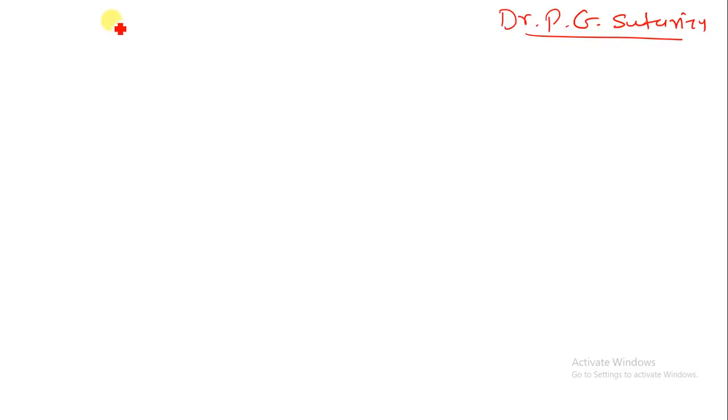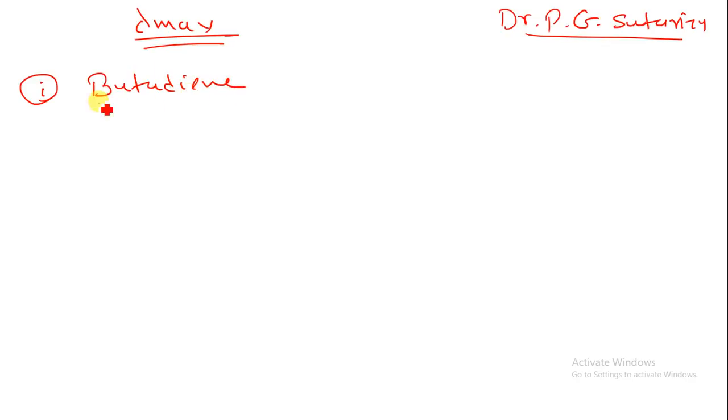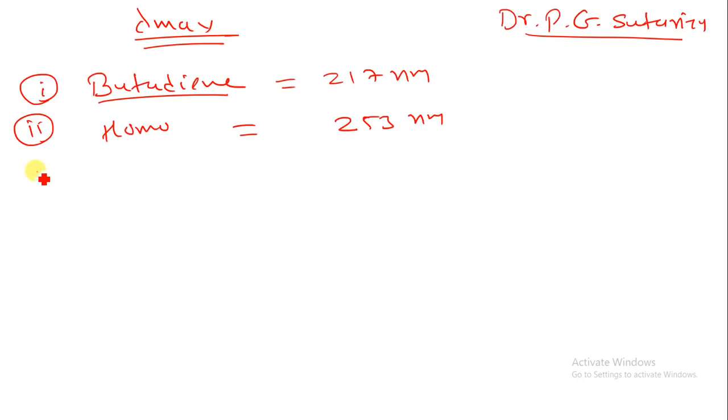So in our last lecture, we have seen the rules and regulations for the calculation of lambda maximum. Let us revise them quickly. If you have a butadiene system, we have to add 217 nanometer. Second, if we have a homoannular diene system, we have to add 253 nanometer. Third, if we have a heteroannular diene system, then we have to add 215 nanometer.